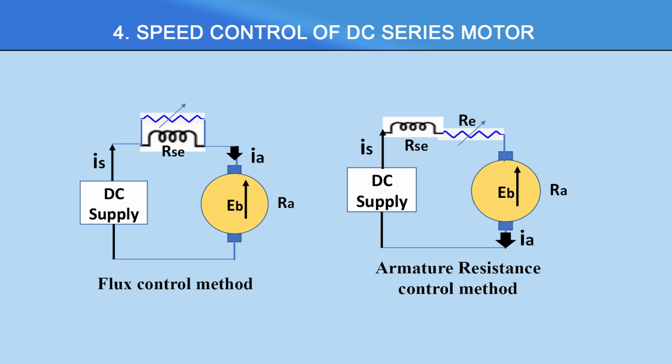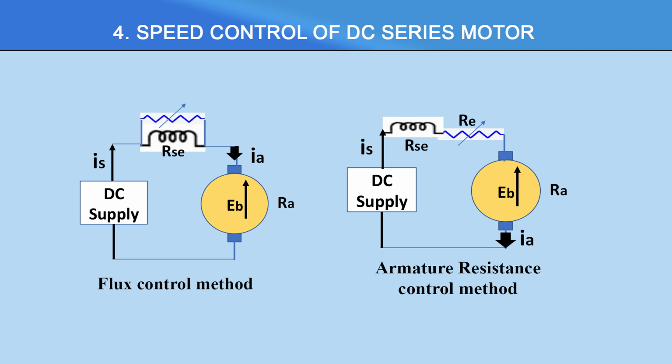Now, coming to the armature resistance control method, what are we doing in this particular method? We are connecting the external resistance in series with RSE. In the flux control method, we connected the external resistance in parallel with RSE, and here we connect it in series with RSE, or we can say in series with the armature resistance, because RSE and RA are all in series.